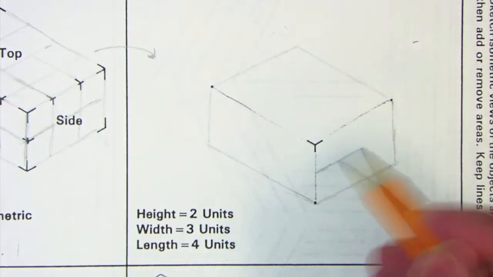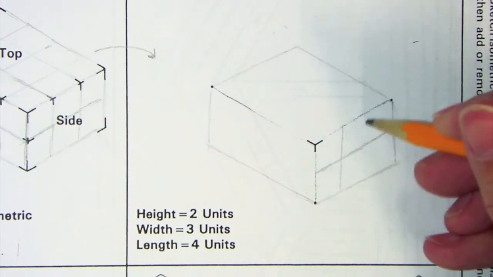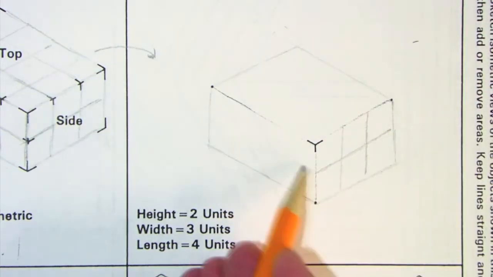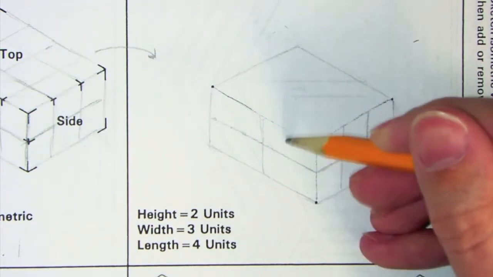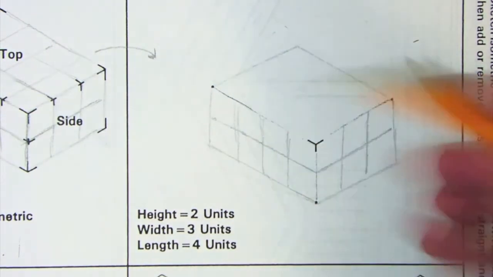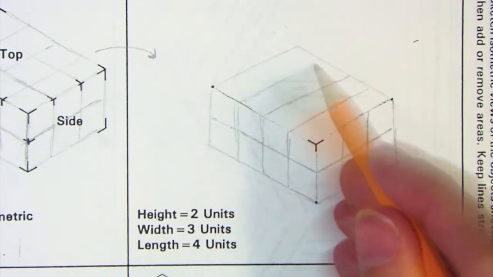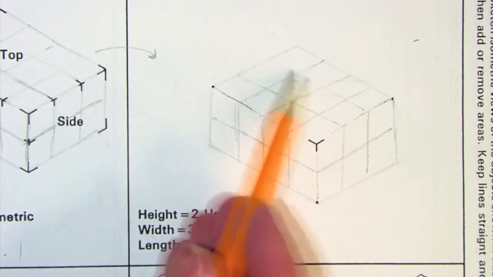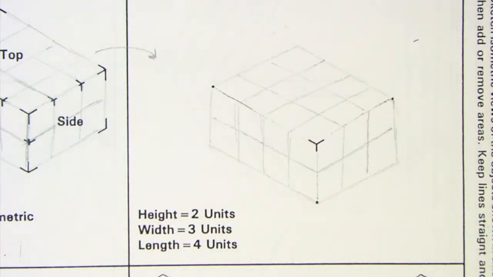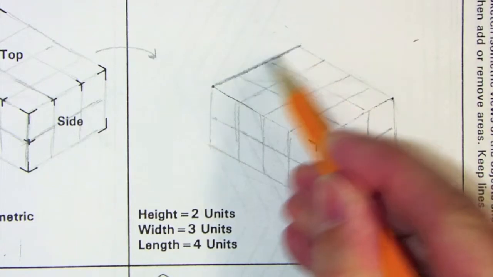Now I want to put the grid on. Don't forget the grid. 1, 2 high. 3 wide. 4 deep. Okay, and then I can darken this in. I didn't darken in the other one because I didn't want to take the time, but you will do that.